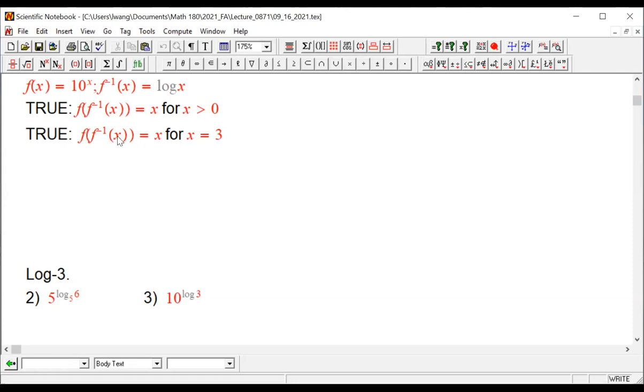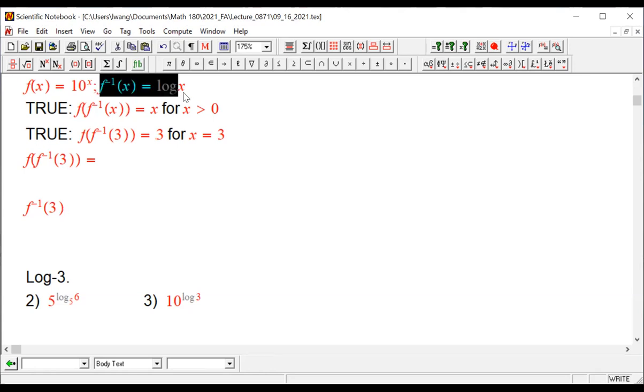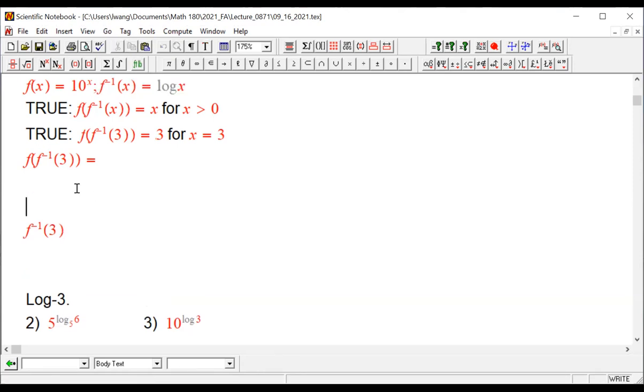So then we just look at the details. If this is 3 and this will be 3, then what is this guy under the circumstances? Well, first you deal from inside out, right? So you're going to try to see what is f inverse of 3. Well, I know f inverse of x is log x. So if the input is replaced by 3, this is going to be just log 3, right?